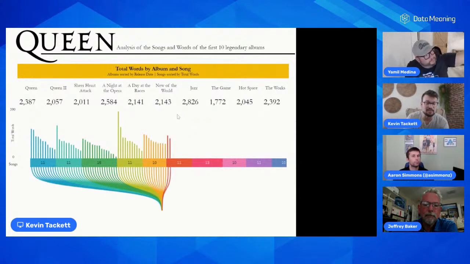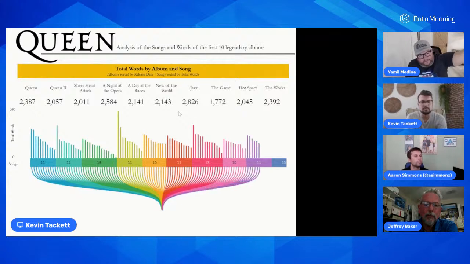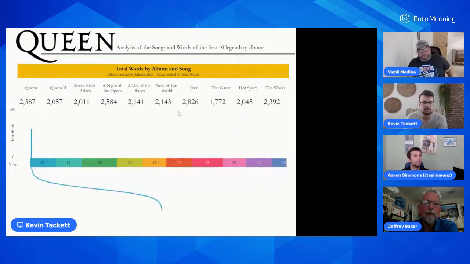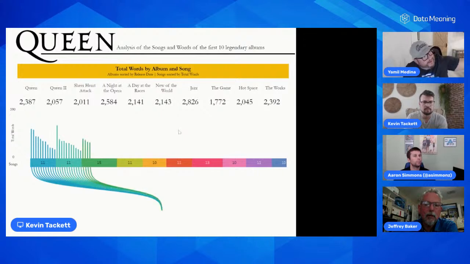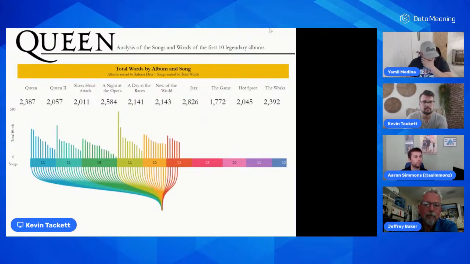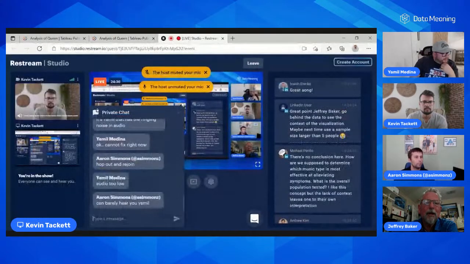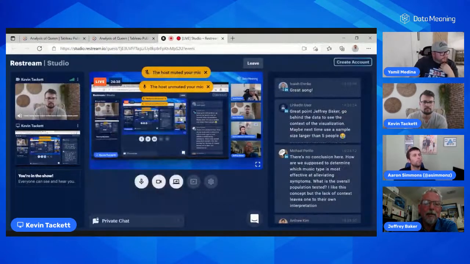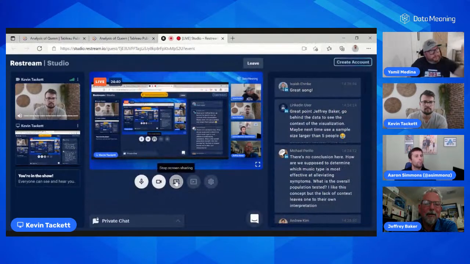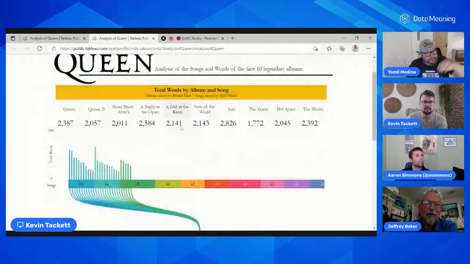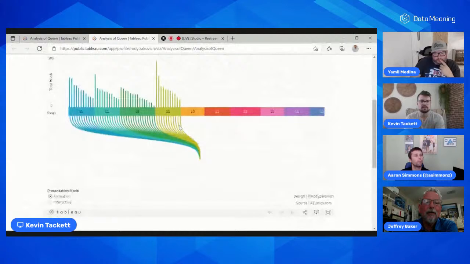And so there's a lot to this one. It's really neat. Mill, did you say you know who built it in Tableau? Yes, this was built by Ryan. Is it working there? There you go. Okay, so this is just an animation to start with.